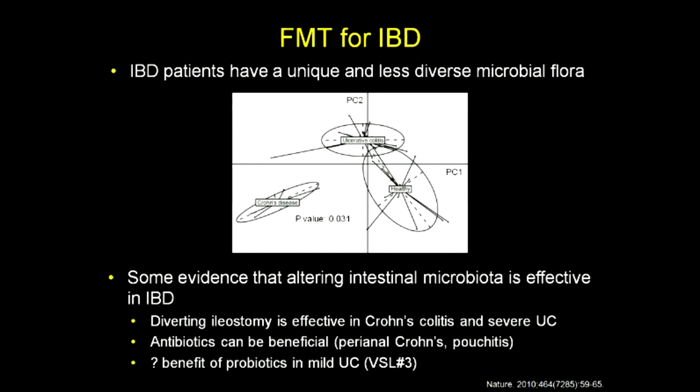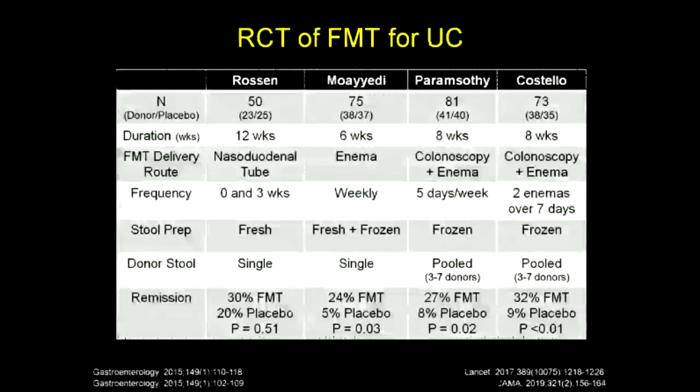There is also some evidence that trying to target that as a therapeutic intervention has some benefit. For Crohn's and ulcerative colitis, if you have severe colitis, we can divert the fecal stream with a diverting ileostomy and, by doing so, quiet down the colitis, at least for a period of time. Antibiotics can be helpful in some patients with perianal Crohn's disease and pouchitis. And there's a questionable benefit of probiotics in mild ulcerative colitis. So there is some rationale to use this.